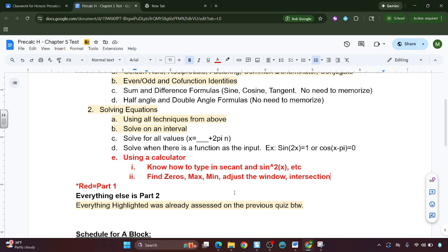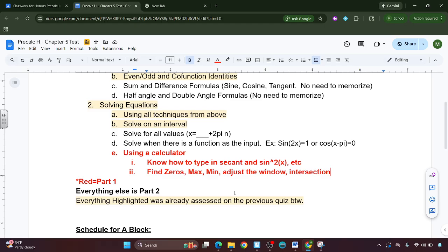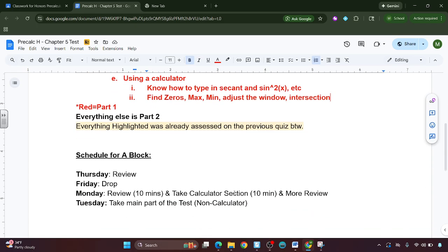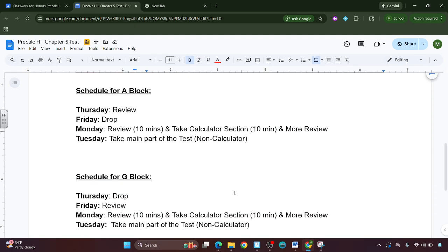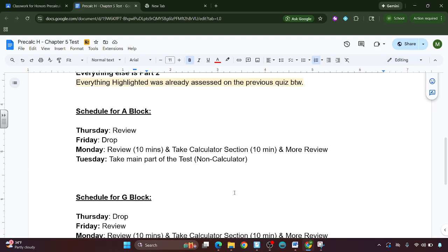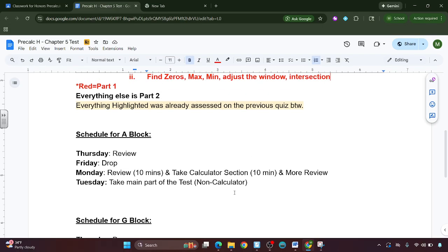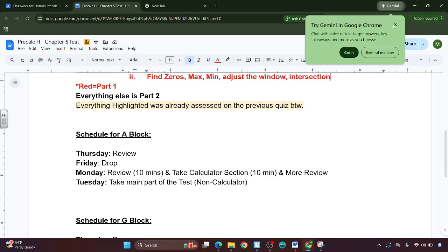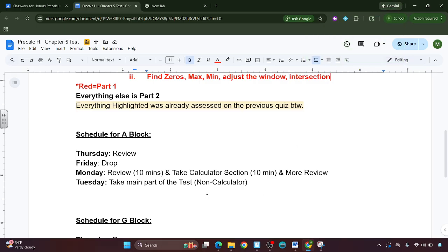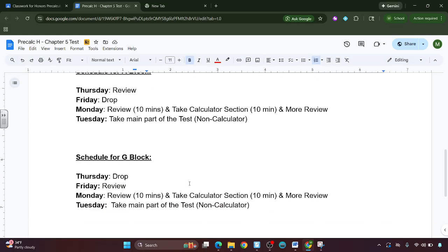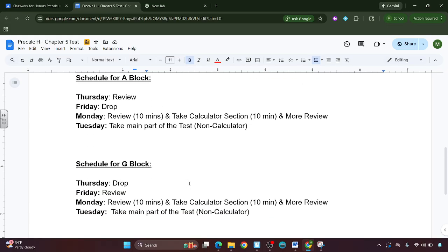So this should be in Google Classroom for you. You should be able to find this pretty easily. The schedule might get bumped back a day, but we were going to take the calculator section, which is short, like 10 minutes or so. So we're going to review for 10 minutes, then take the calculator section. That would take a total of 20 minutes, and then have another 30 or so to review for the main part of the test. Same for G, kind of a similar situation.